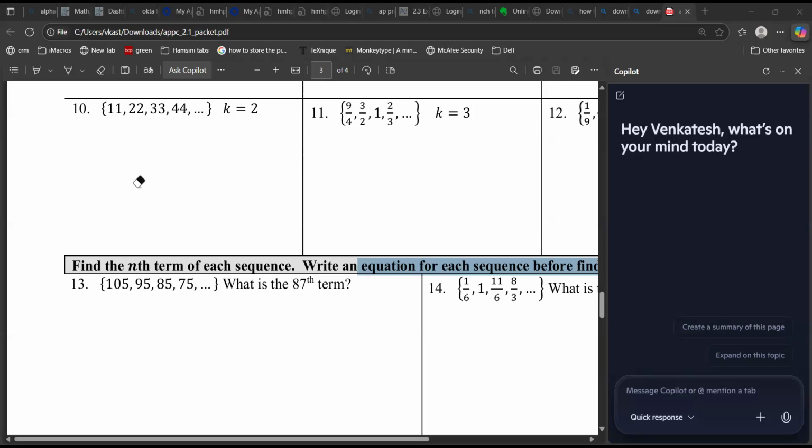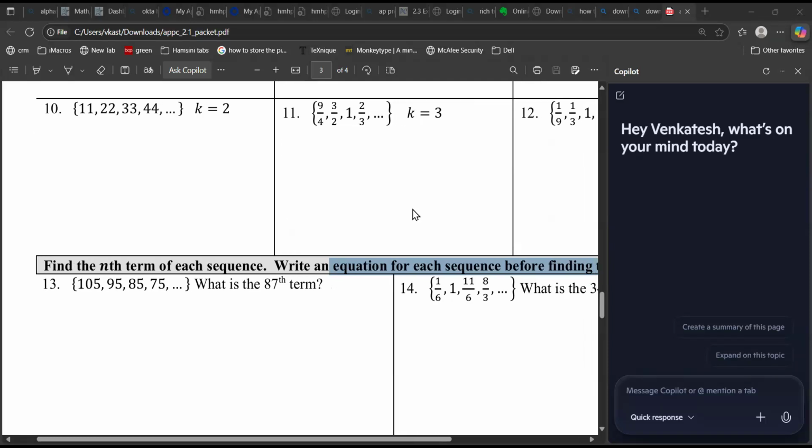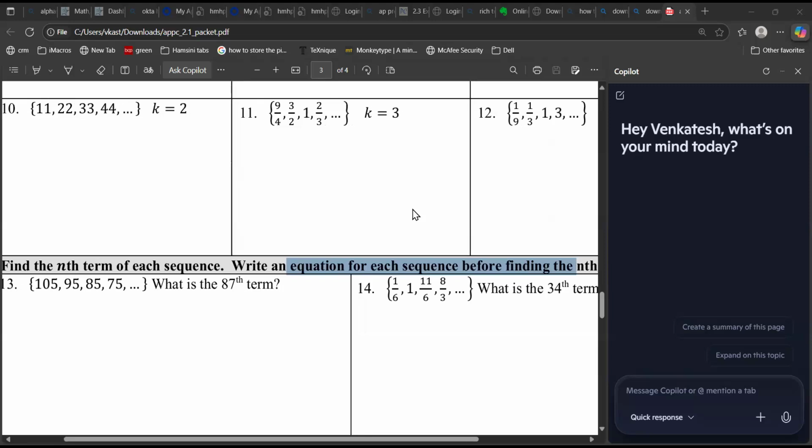Could you show the 14th problem? I can't see it fully. Yeah, okay, ma'am. One second. It just takes a little bit of time with my screen. What is 34th?